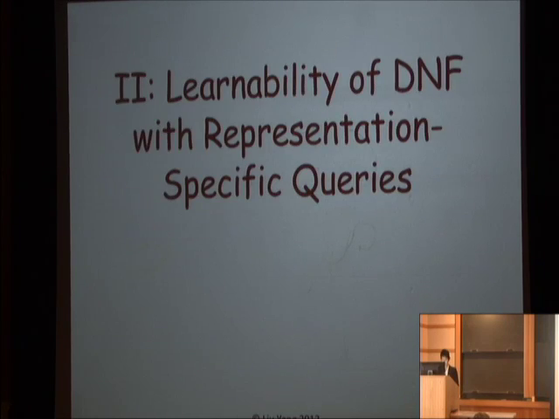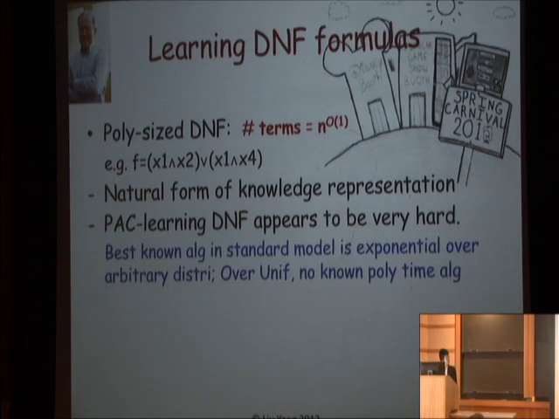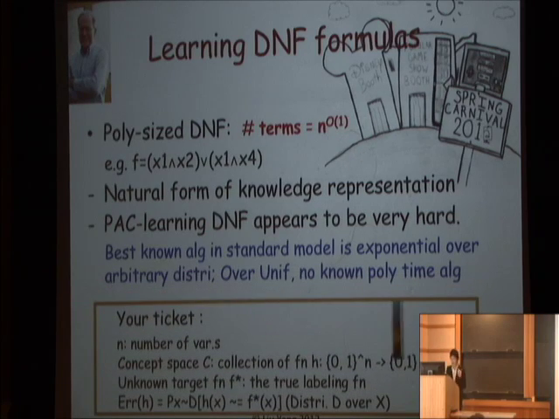Okay, so in the remaining time, I will sketch some results from a new model we study for PAC-learning the class of DNF formulas. Efficiently learning DNF is the classical problem. It is one of the problems originally posed by Valiant in his 1984 paper. So a DNF formula is an OR of ANDs of literals, with the target function over n variables having some poly number of terms.